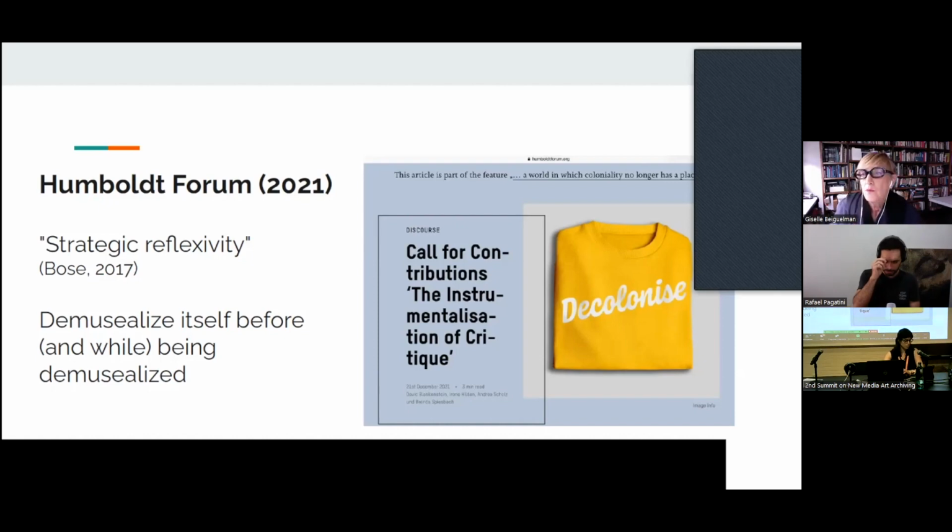And as a way to respond to this controversy, the Humboldt Forum has appropriated postcolonial critique as a strategic reflexivity, to use a definition by Friedrich von Bose. And it's an interesting case study of a museum that was opened while demusealizing itself, using the logo decolonized as a brand in its publicity material.